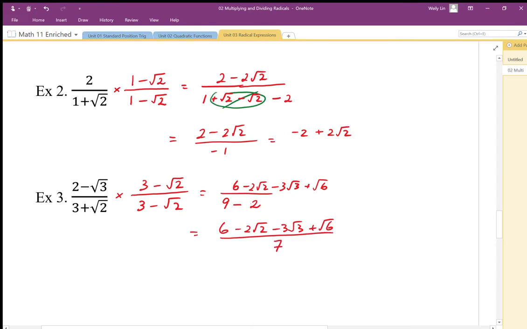So there it is. When I put this number in my calculator, it will be exactly the same decimal value as that number there.